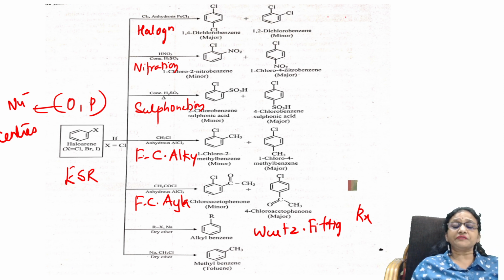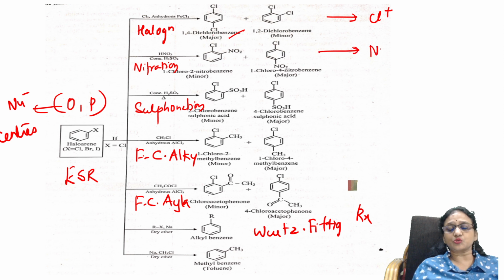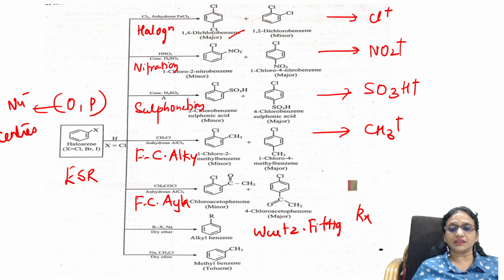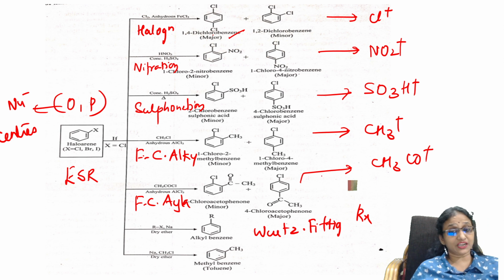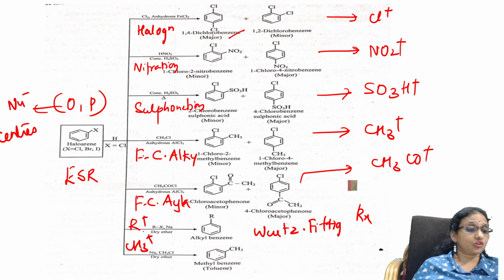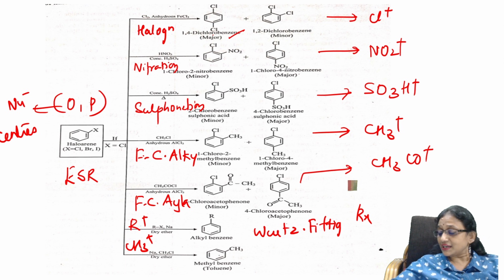Here in all the cases, in the first case, Cl+ is an electrophile attacking at ortho and para. Para is major. In the second case, NO2+ is an electrophile. In this case, SO3H is an electrophile. In this case, CH3+ is an electrophile. In this case, CH3CO+ is an electrophile. Got it? In this case, R+ is an electrophile. In this case, CH3+. So they are going to attack at the ortho and the para position. And as I said, para is major.